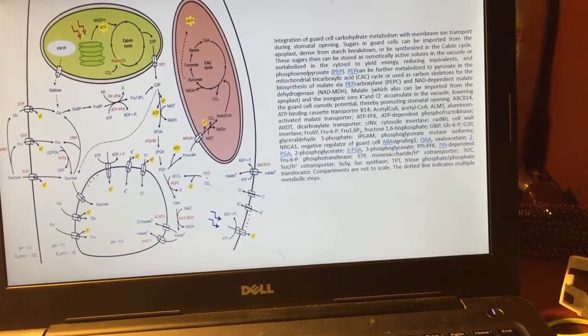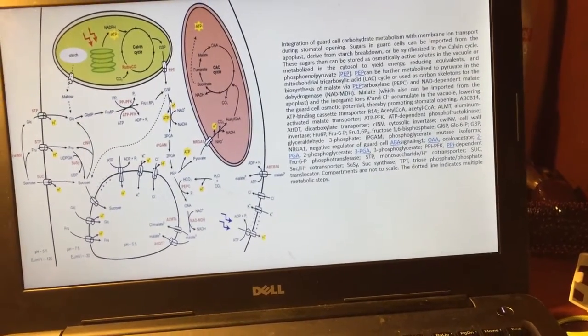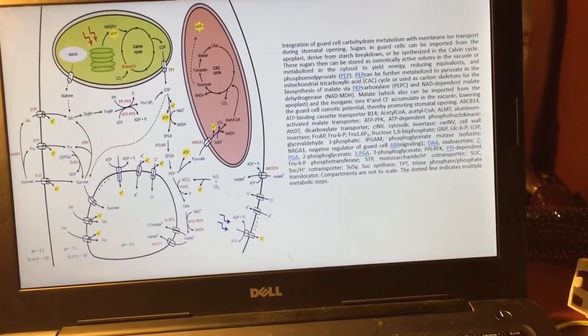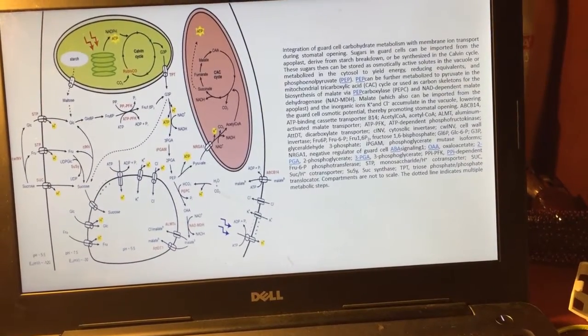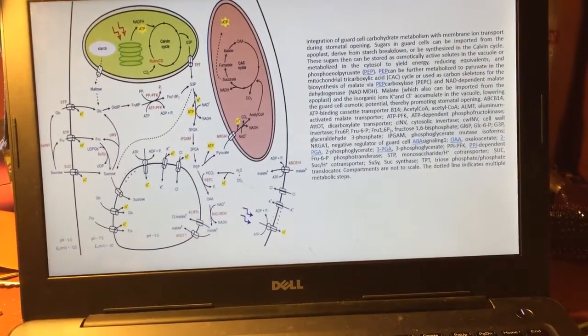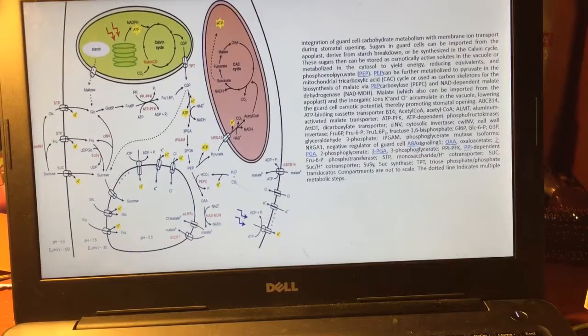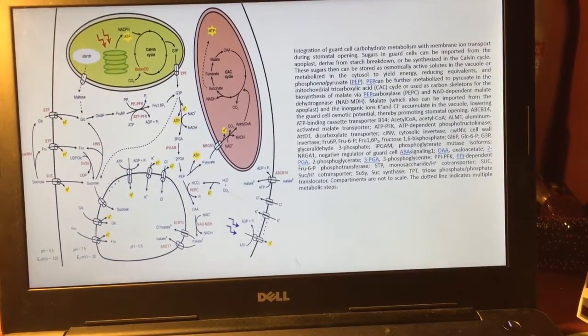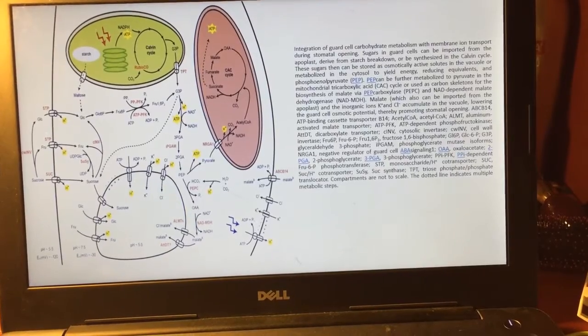STP, monosaccharide H plus cotransporter; SUC, H plus cotransporter; SUSY, SUC synthase; TPT, triose phosphate phosphate translocator. Compartments are not to scale. The dotted line indicates multiple metabolic steps.